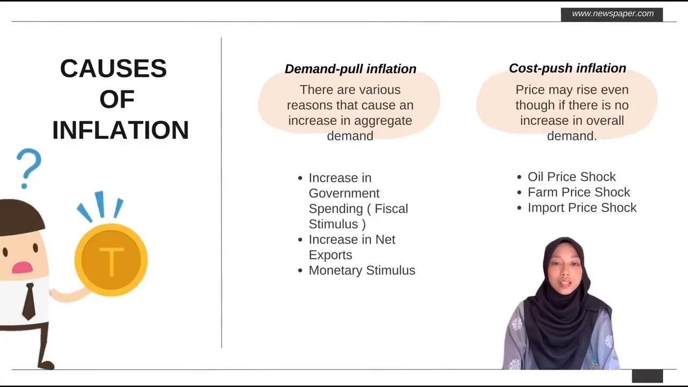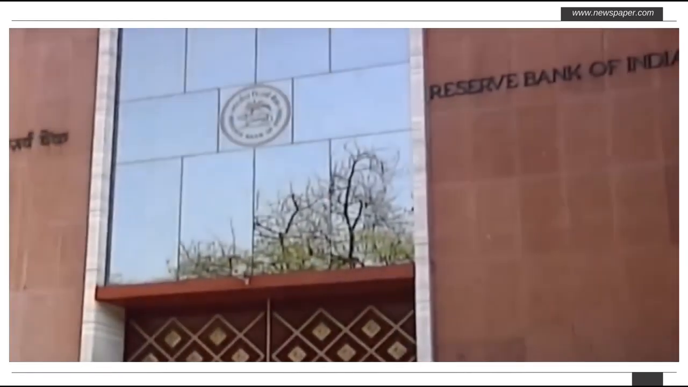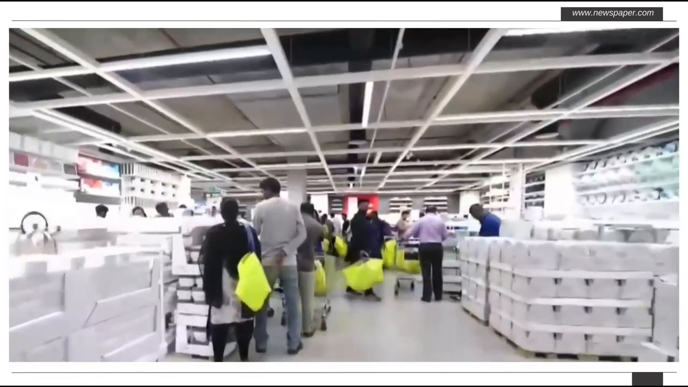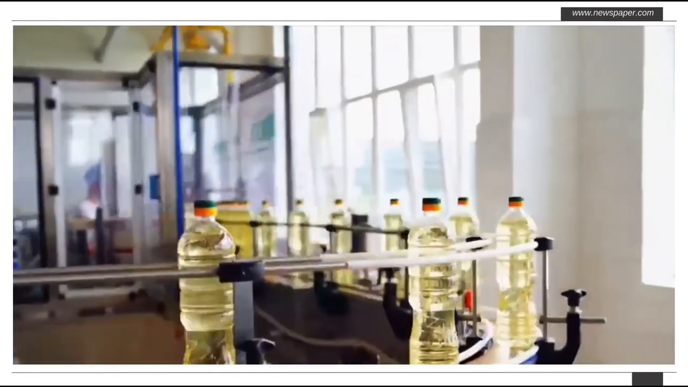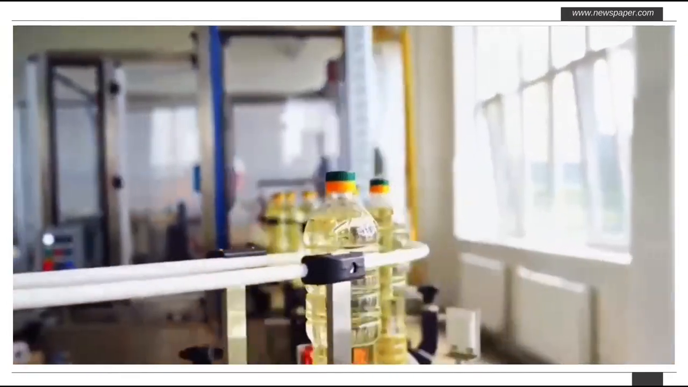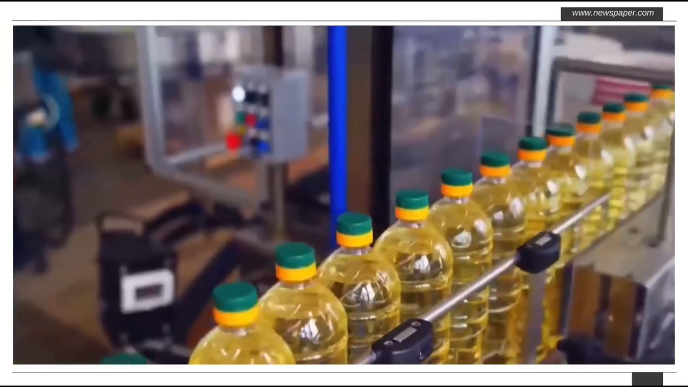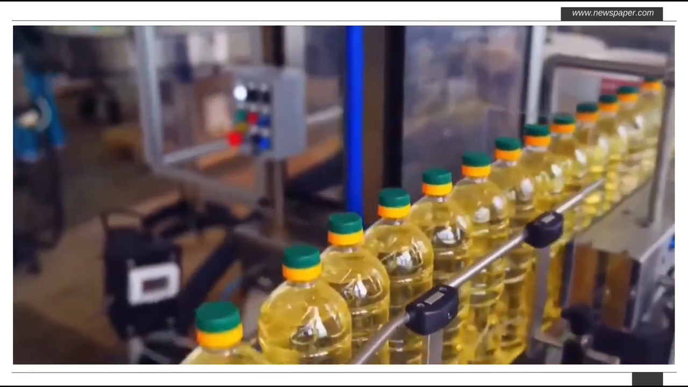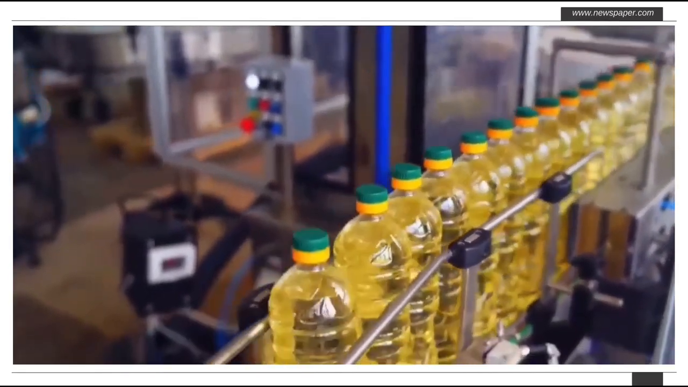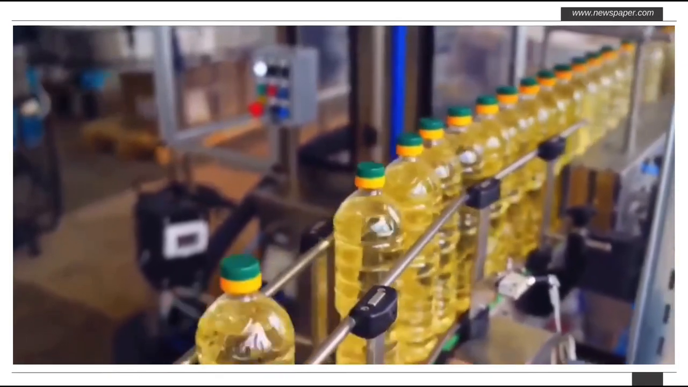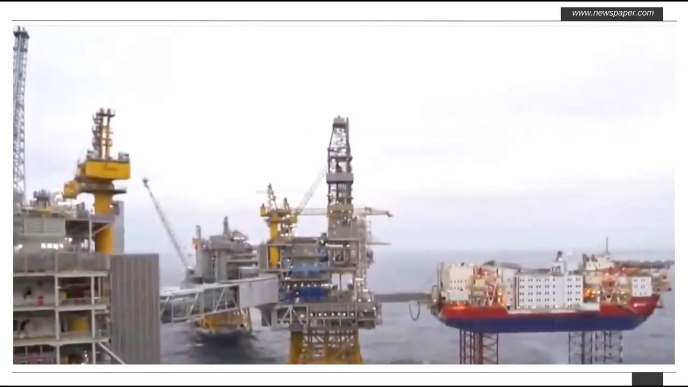Cost-push inflation. Prices may rise even if there is no increase in overall demand. This might happen if costs rise initially without any corresponding rise in total demand. Oil price shock. As marginal production costs rose in the 1970s, cost-push inflation was exacerbated by supply shocks. A significant supply shock was caused by the abrupt increase in oil prices.